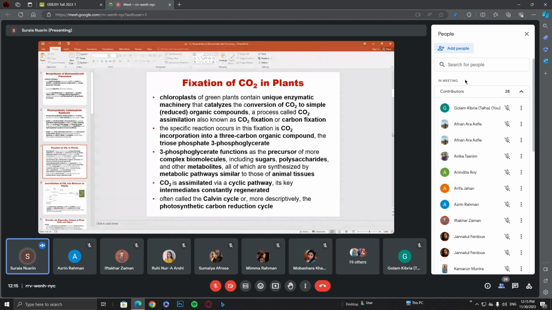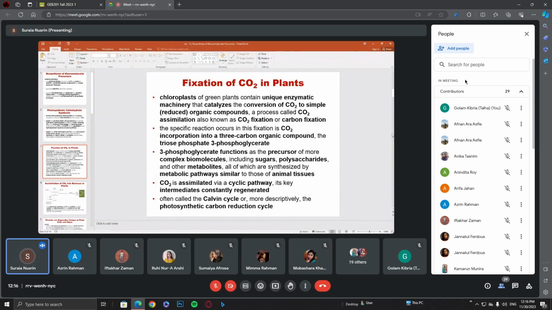all those pathways are almost the same in animal and plant cells. Okay, but the fixation part occurs only in plants or the microbes which have chlorophyll. And this pathway by which the carbon dioxide is fixed happens in a cyclic pathway. Okay, it is a cyclic pathway. And obviously we learned a cyclic pathway already, the TCA cycle. So in this cyclic pathway, the intermediates are regenerated.